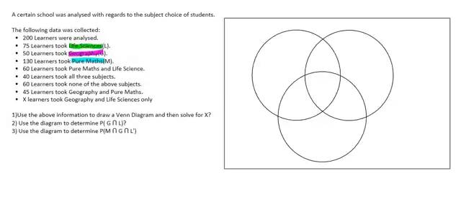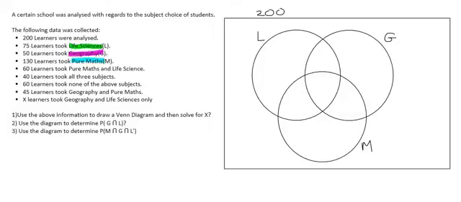Next, what you want to do is just label each circle. And so there we have L, G, and M, which correspond to life sciences, geography, and pure maths. Now what we need to do is try and fill in each part as best as we can. So the first bullet point says that 200 people were analyzed. Okay, so we can say that there are 200 people in total. 75 people took life sciences.